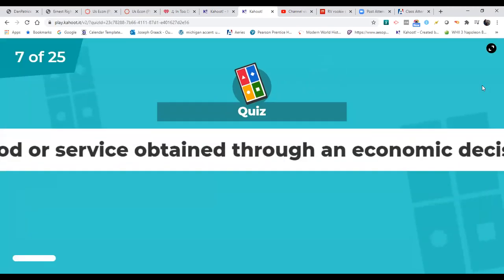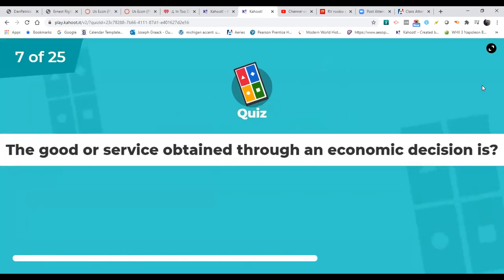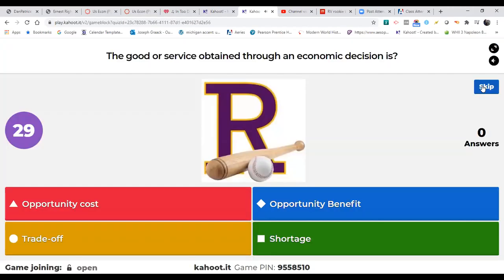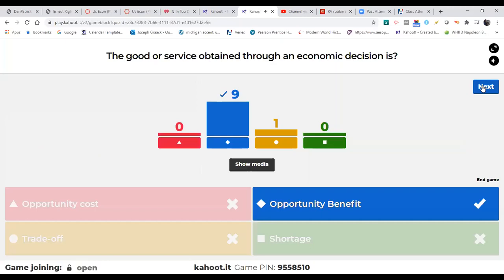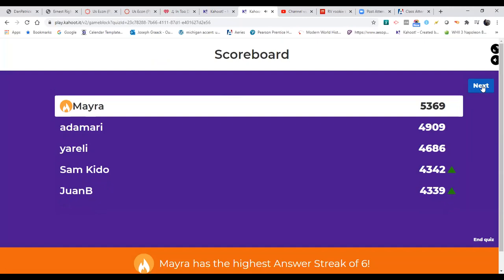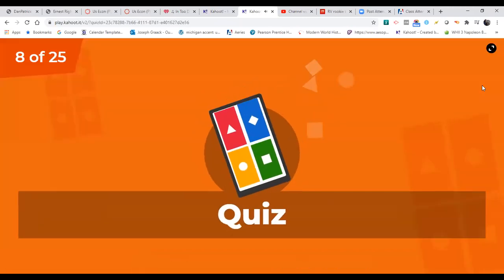A couple of you hit 4 in a row. The good or service obtained through an economic decision is known as what? This is what you choose. Go into a store, you buy something, what you get in return for your money, what would that be referred to as? I accidentally pressed the wrong thing. Opportunity benefit is correct. And Myra holding on to the lead.